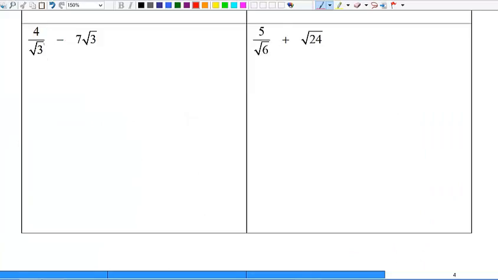On this next problem, we have 4 over the square root of 3 minus 7 times the square root of 3. Now, step 1 says to reduce all radicals. In this case, root 3 and root 3, there's prime and there's nothing else we can reduce here. But step 2 says to rationalize any denominators if necessary. And we do have a necessary rational denominator.